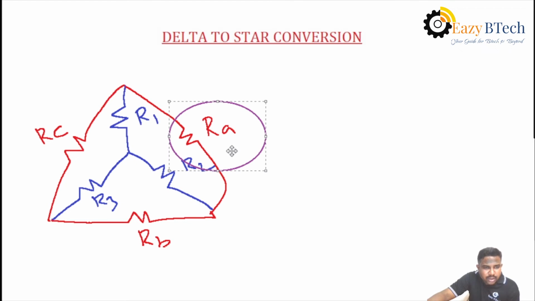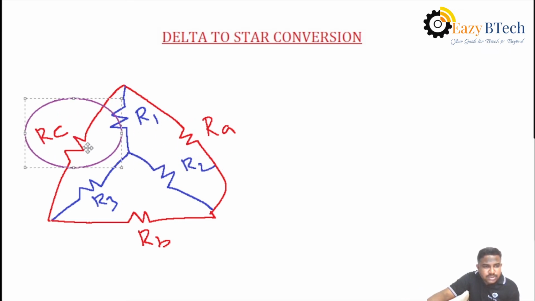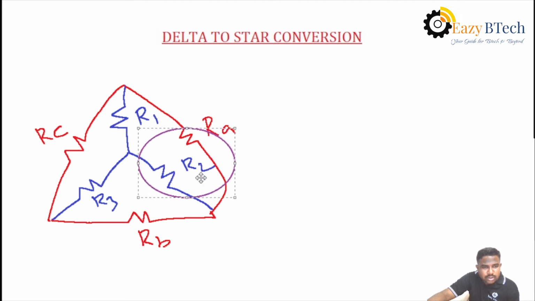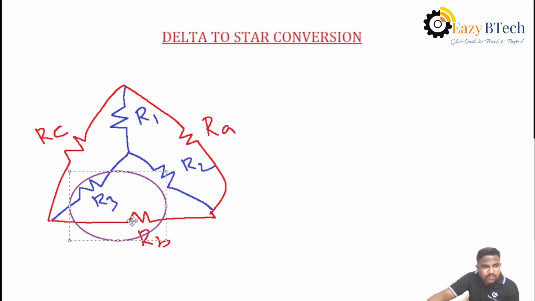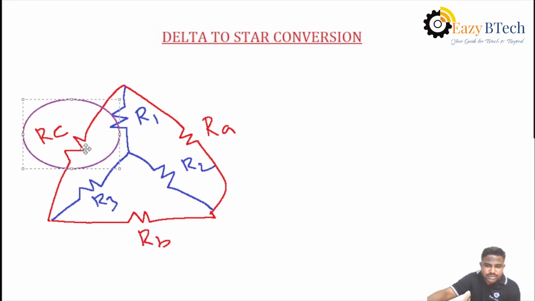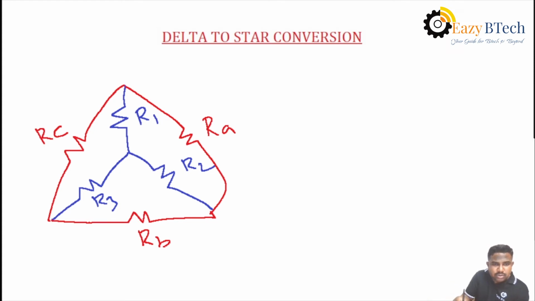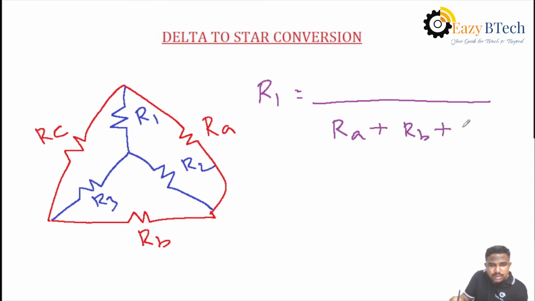For R1, what are the side values? RC, RA. For R2, the side values are RA, RB. For R3, the side values are RB and RC. Remember the side values. Then to find the value of R1, in the denominator you write the addition of three elements, that is RA plus RB plus RC. What about the numerator? That is the product of side values. For R1, the side values are RA and RC.